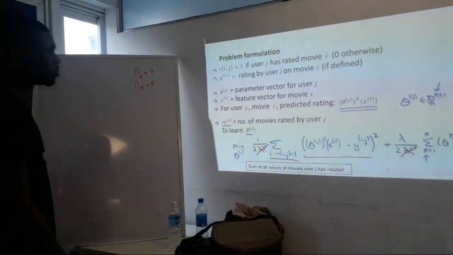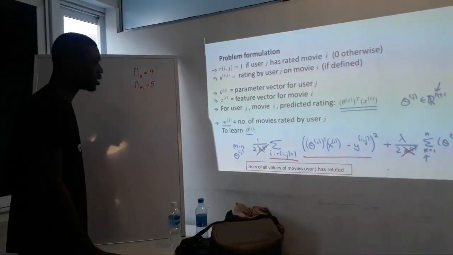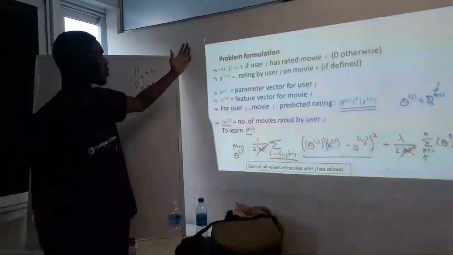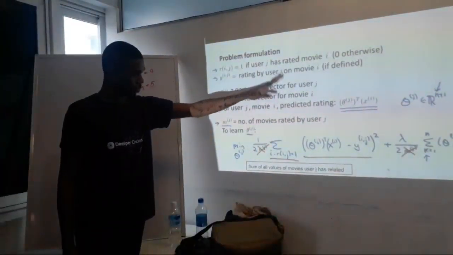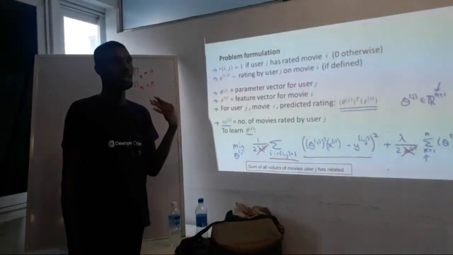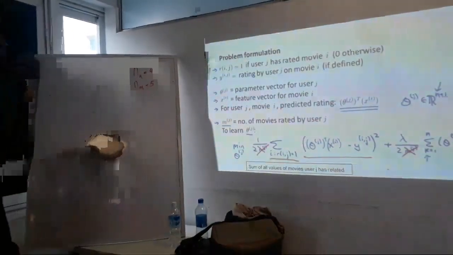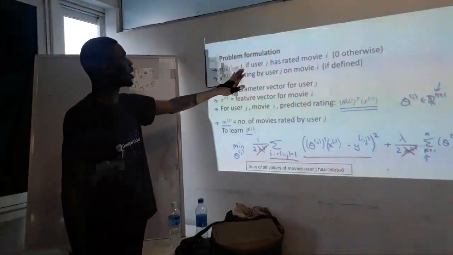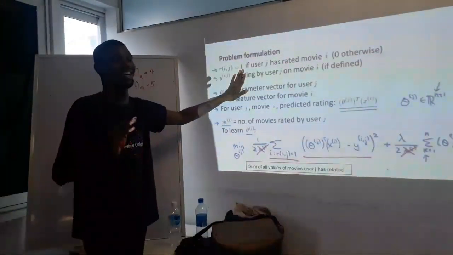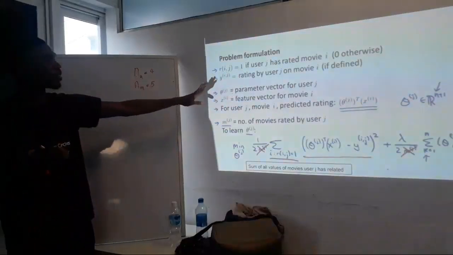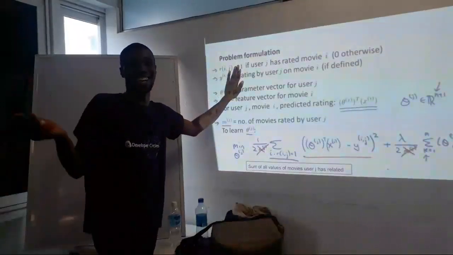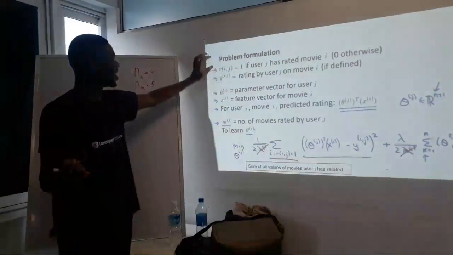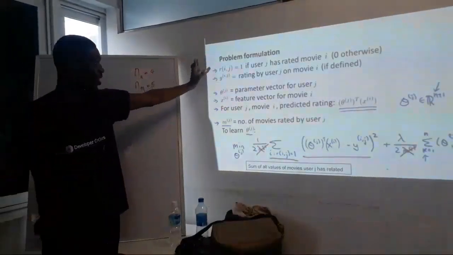Just like linear regression, how am I supposed to explain this thing? If user J has rated a movie I, I'm trying to remember something. Let's say Alice in Wonderland. Alice rated Alice in Wonderland. Makes sense, right? This is what it means.